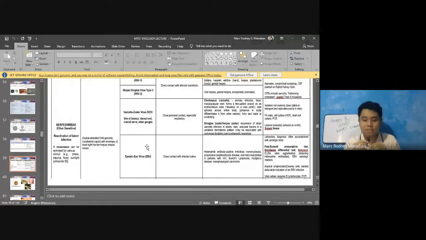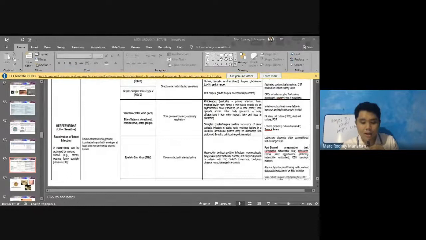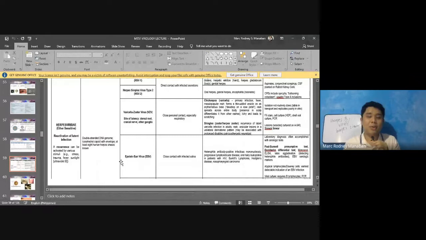Now again, what is the mode of transmission? It's through close contact, personal contact, especially respiratory droplets, or contact with the vesicles. Because in chicken pox, if you experience it, you will produce vesicles or rash, and the vesicles can be fluid filled. And the fluid in these vesicles is full of virions that may cause infection, or that may be the source of infection.